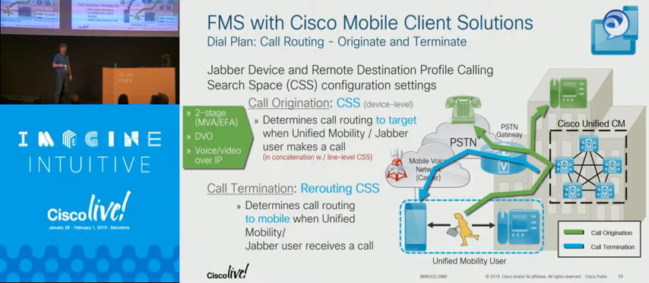This is the one that determines how we route calls to the mobile. Whenever we route a single number reach call to a Jabber client or to a mobile device, we always use the rerouting CSS, not the device level CSS. This often confuses people because they don't set the rerouting calling search space, they just leave it as none, and therefore when they do single number reach, the client or device doesn't ring. It's needed for single number reach.